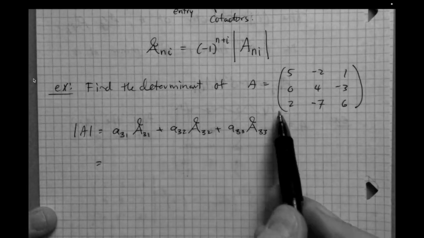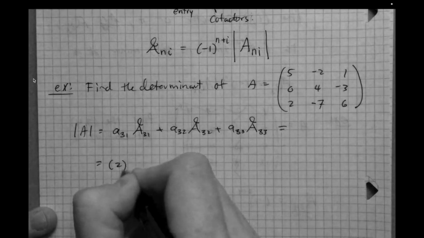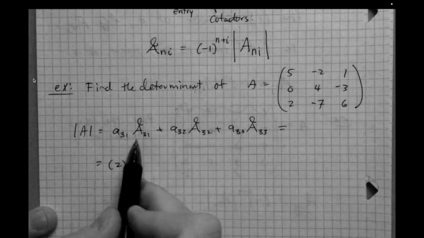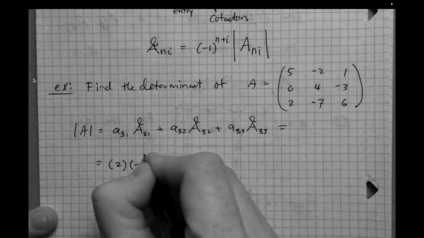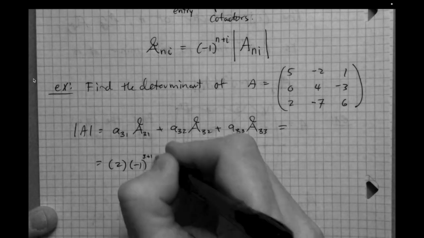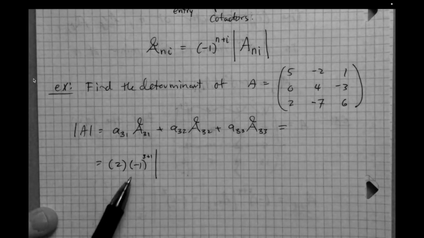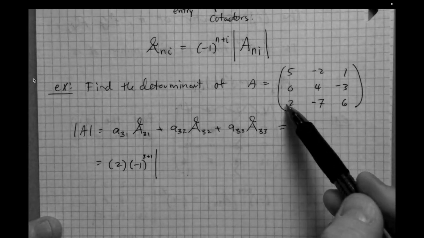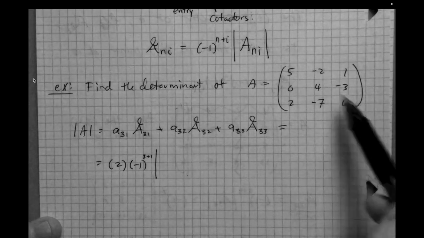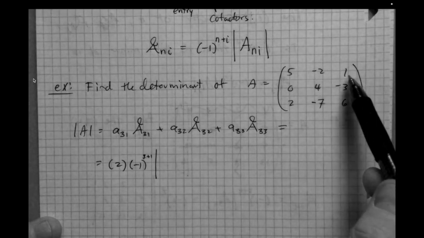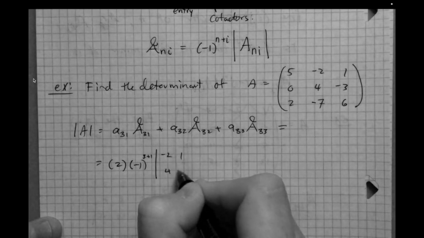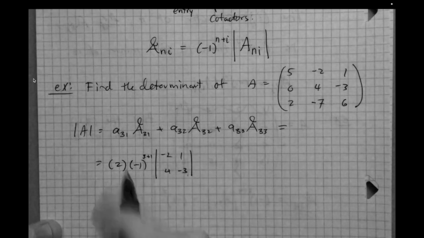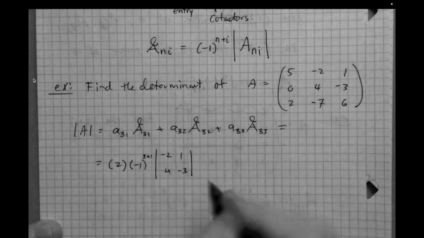So the 3-1 entry here is 2. And then this is, remember, the cofactor, so you have to have -1 to the 3 plus 1 power times the determinant of the 3,1 submatrix. So cancel out the third row, first column. So -2, 1, 4, -3.